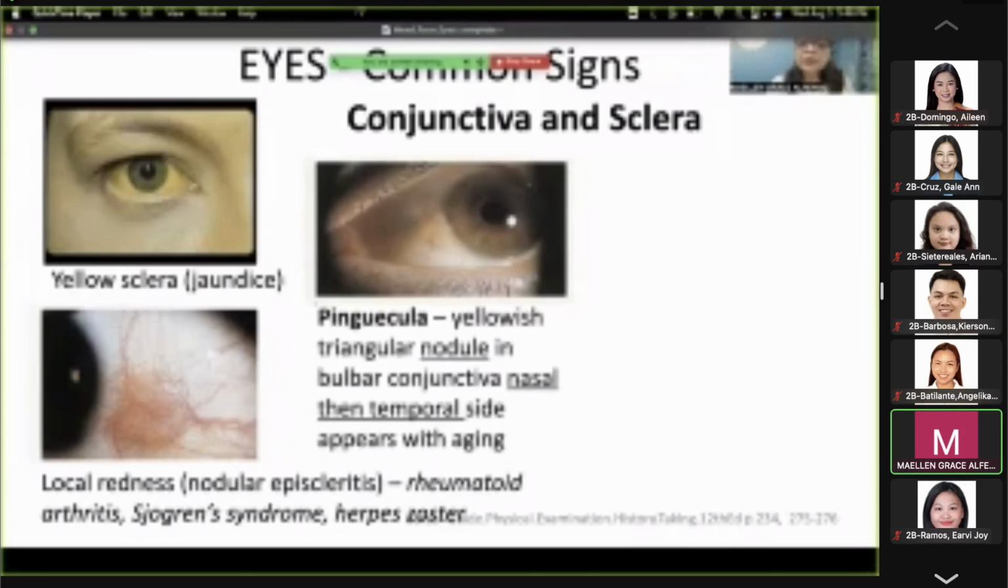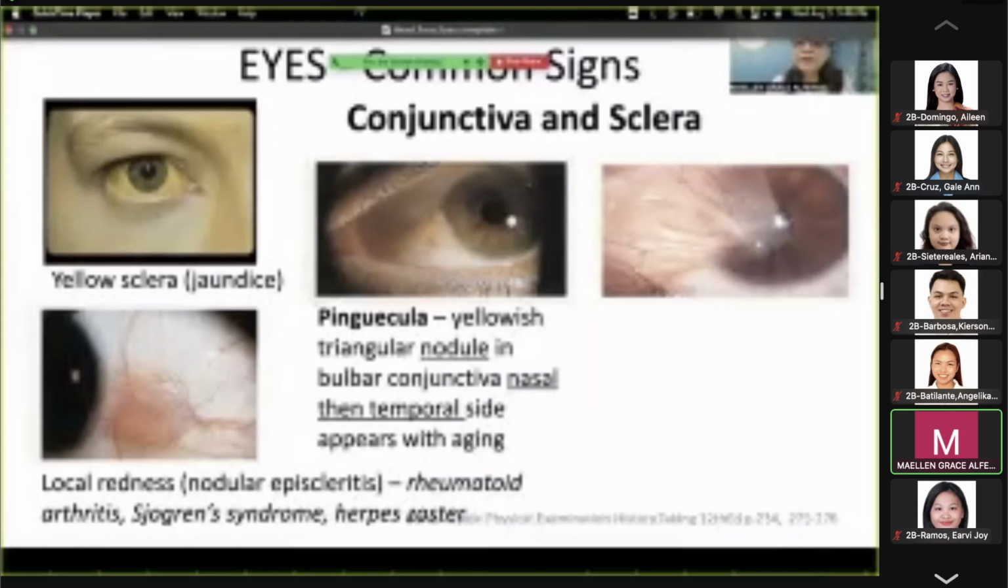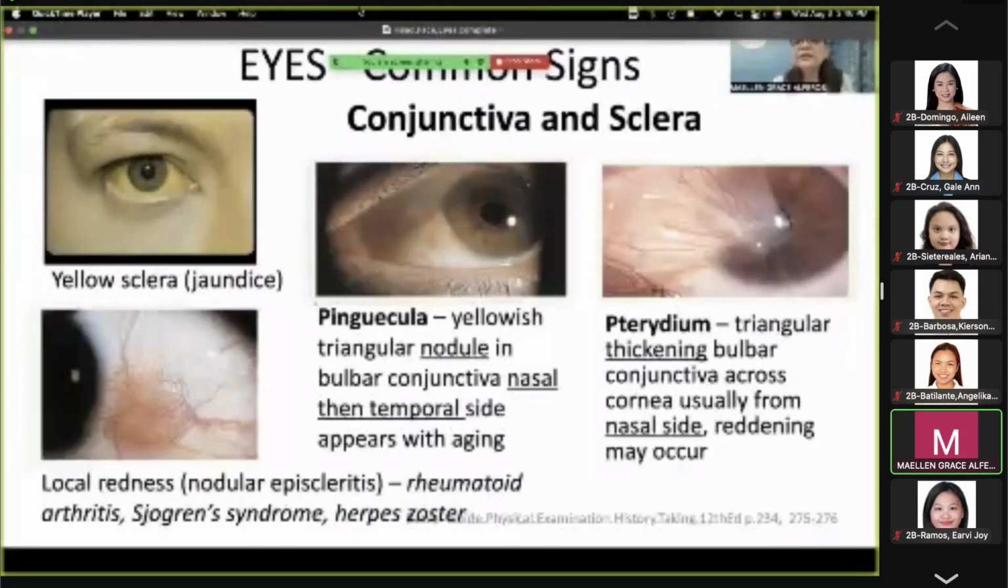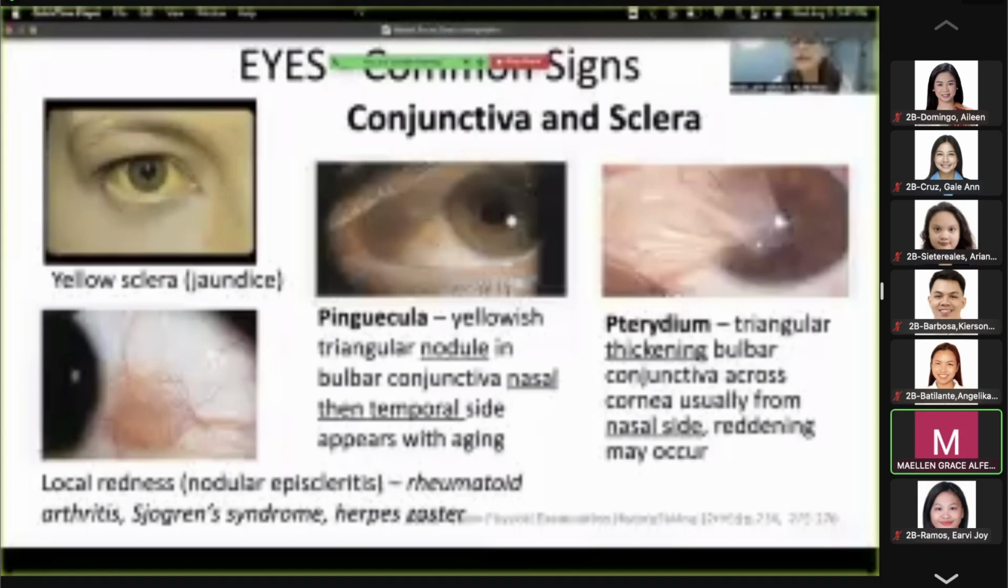This one is also a nodule. It is yellowish, triangular, and usually at the bulbar conjunctiva from the nasal to the temporal side, and this occurs usually in aging. You call this pinguecula. In contrast, this is also a triangular thickening of the bulbar conjunctiva across the cornea, usually coming from the nasal side, and reddening may occur. If it moves and involves the area towards the cornea, then you can have visual problems.